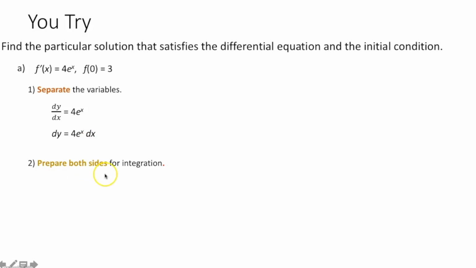Second step, prepare both sides for integration. So I'm going to integrate both sides of this equation. Now, this side over here, we have a constant multiplied to our function. So we're going to take that 4, move it out front using the constant multiple rule. And now we are ready for integration. So we're going to integrate and add c. Integrate dy, and we get y. Over here, the integral of e to the x is e to the x plus c. Multiply that by 4, you get 4 times e to the x plus c.